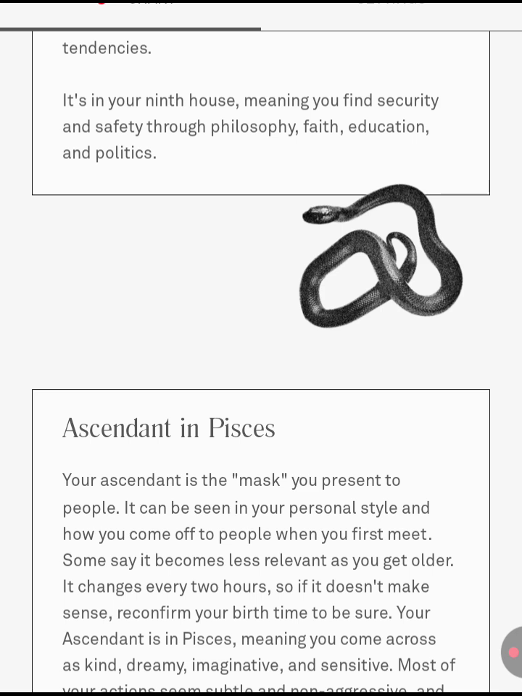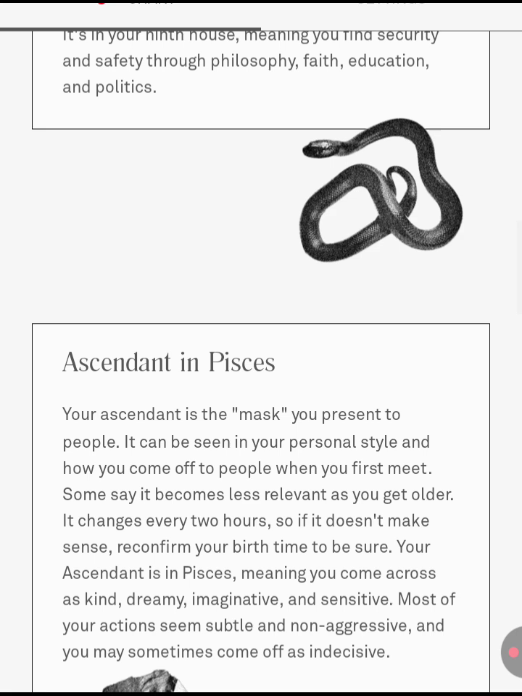So here it's saying that the ascendant for this chart is going to be in Pisces, and it says that the ascendant is the mask you present to people. It could be seen in your personal style and how you come off to people when you first meet. This is actually not true. And it's also saying that it could change every 2 hours. So obviously you want to rectify your birth chart, which is true. Birth rectification is an important thing.